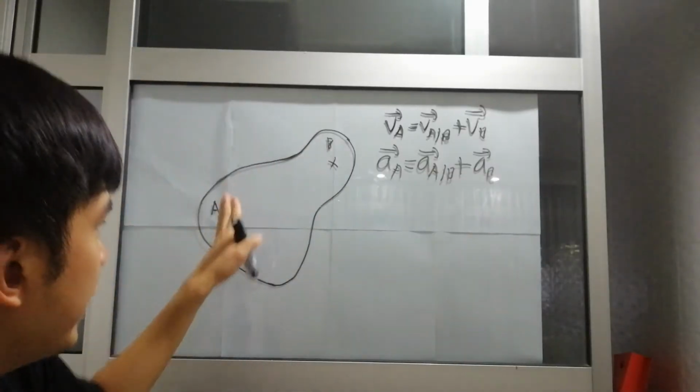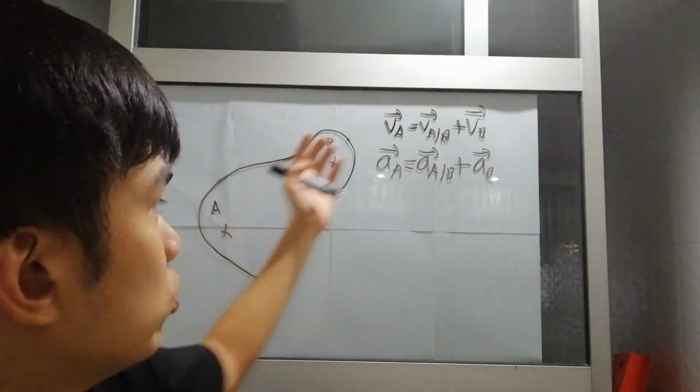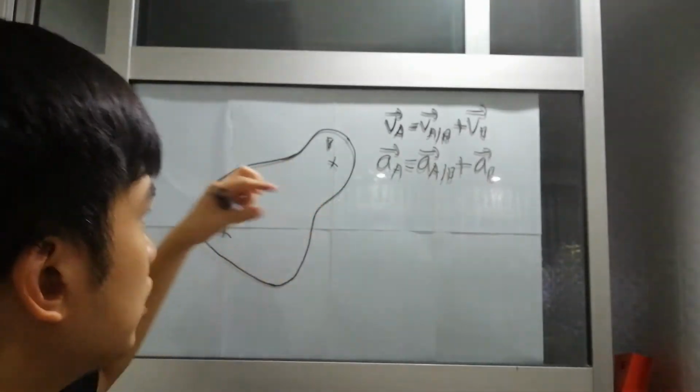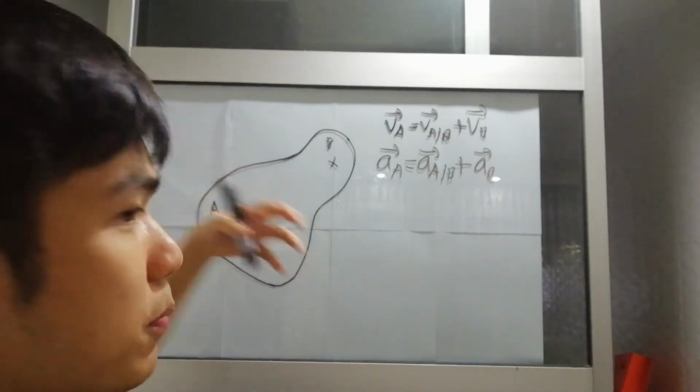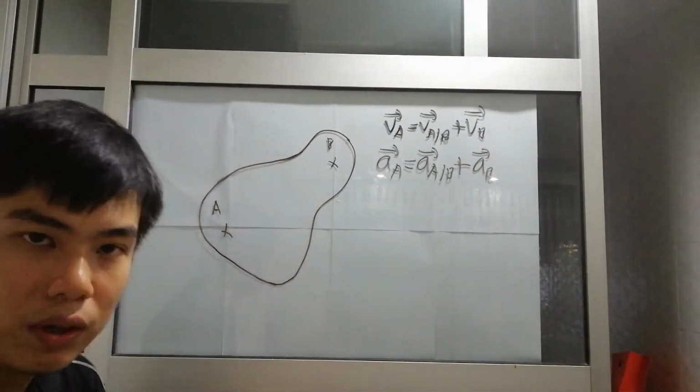In other words, if A and B have a fixed distance from each other, the velocity of A with respect to B, from B's perspective, is a circular motion because it's a fixed distance, so I can only go in circular motion, right? In other words, the acceleration of A from B's perspective is also a circular motion acceleration. So it makes things quite simple in this case.